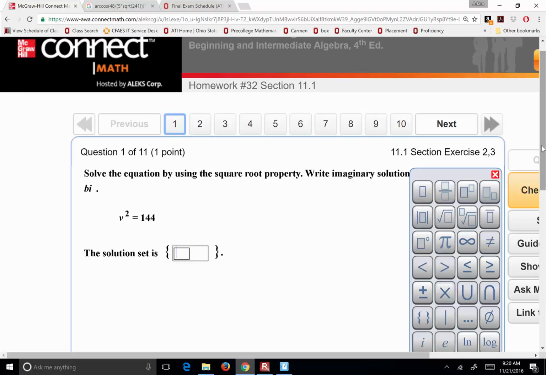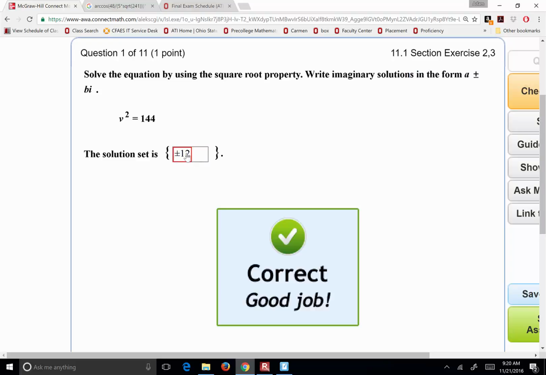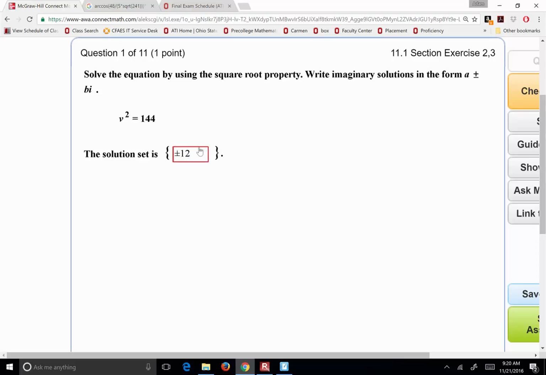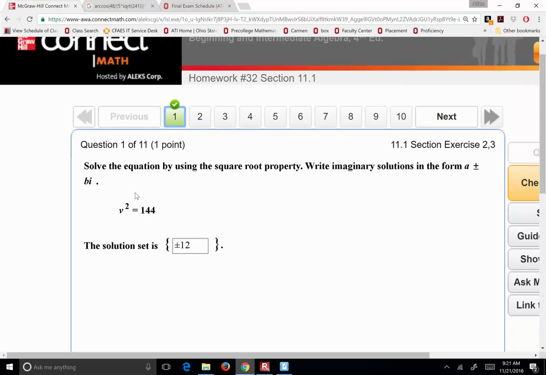Alright, do we have plus? You can go with two options here. You can use the plus minus symbol and do 12 here, or you can type in positive 12 or negative 12 separately. They are the same. Okay? This means plus 12 comma minus 12. Alright.